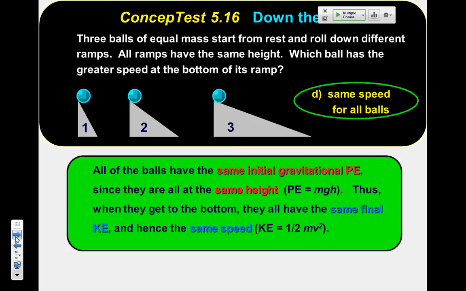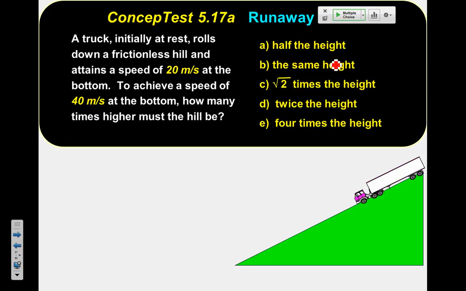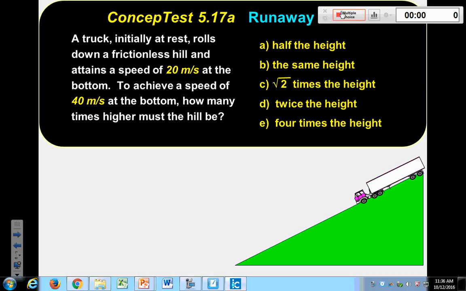Okay, have time for a couple more. The truck initially at rest rolls down a frictionless hill and attains a speed of 20 meters per second at the bottom. What if you want them to go twice as fast? How many times higher must the hill be? If you want V to increase by a factor of 2, by how much do you have to increase the hill?